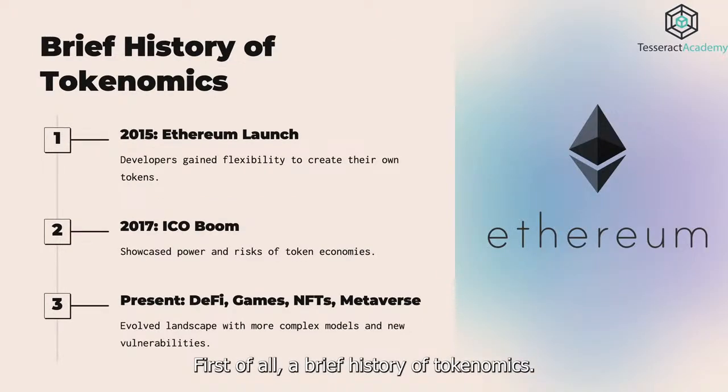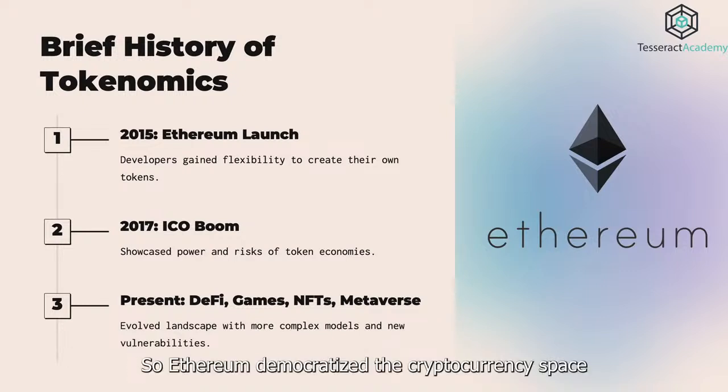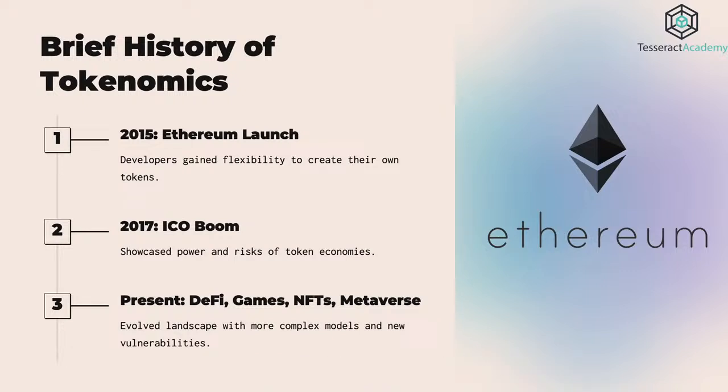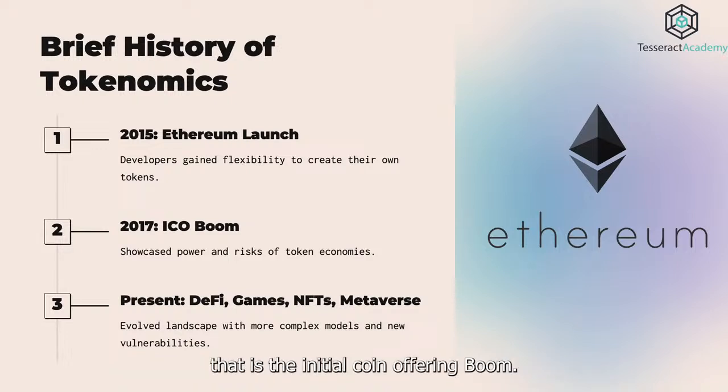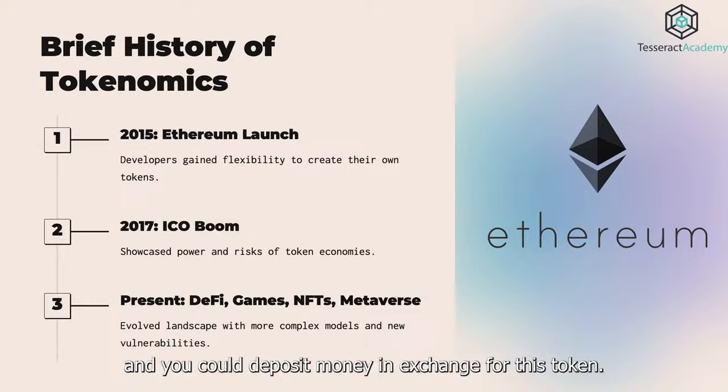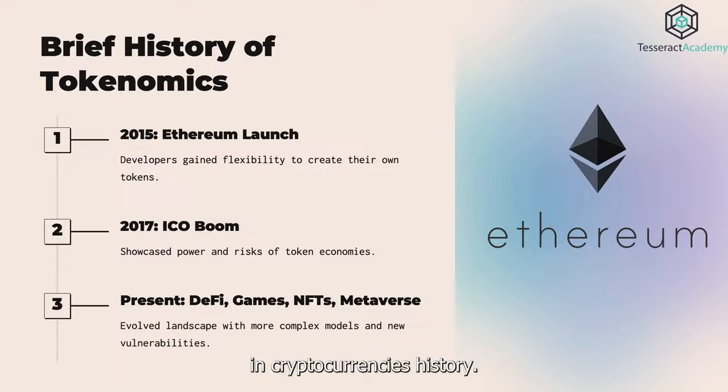First of all, a brief history of tokenomics. Tokenomics was created as a field through the invention of Ethereum. Ethereum created the first virtual computer on a blockchain, and it allowed anyone to create their own token on Ethereum. So Ethereum democratized the cryptocurrency space, and it allowed the creation of tokens with programmable properties. This led to what is now referred to as the ICO boom in around 2017, that is the initial coin offering boom. There were many projects raising money in this manner, where they had a programmable token and you could deposit money in exchange for this token. This created the first big bull run in cryptocurrency's history.